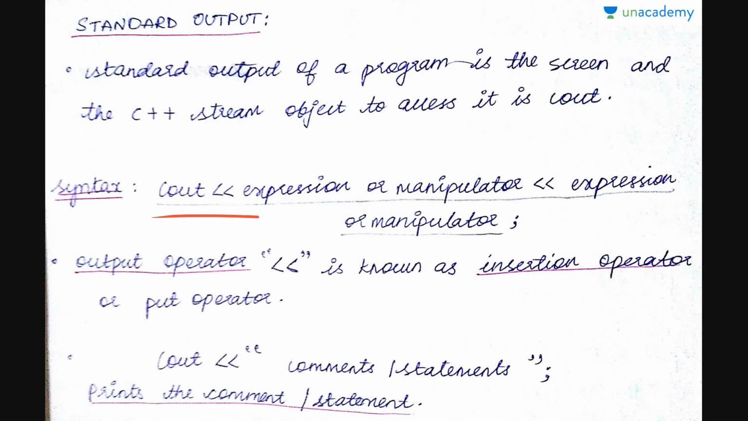Here the output operator, the two angular braces, is known as the insertion operator. What are the two less-than angular braces together called? It is called the insertion operator or put operator. Hence you can get to know that the word put is associated with output. With cout, see here we don't have anything in double quotes. If you just have cout and an expression, the value of that expression will be printed. Whereas if you have cout and something written in double quotes, like a comment or statement, as shown, that statement itself would be printed. I think we have seen this in the previous program.